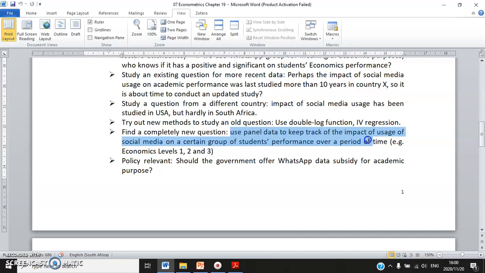Maybe you want to use panel data to keep track of the impact of usage of social media on a certain group of students' performance over a period of time, maybe from economics level 1 all the way to level 3. Panel data, I'm going to explain in greater detail in the next chapter, but just to give you an idea, panel data means you interview the same group of people more than once over a period of time.